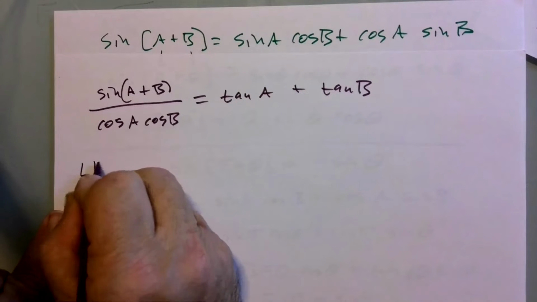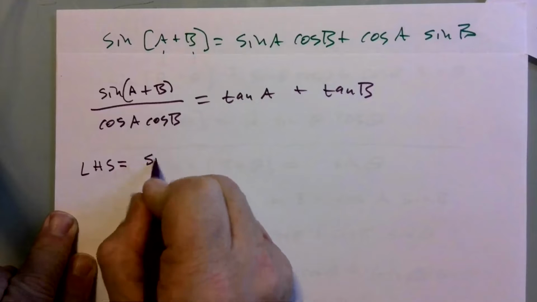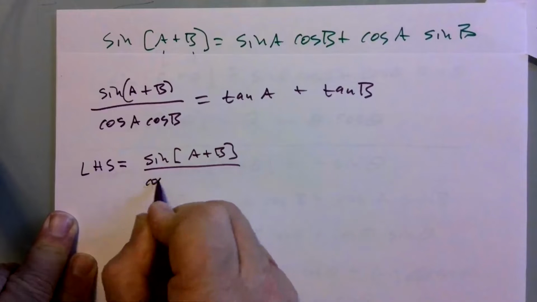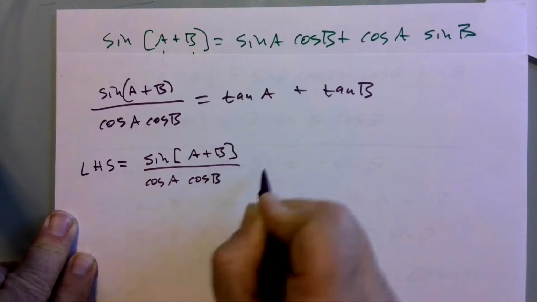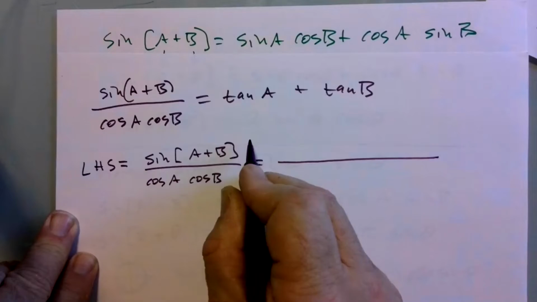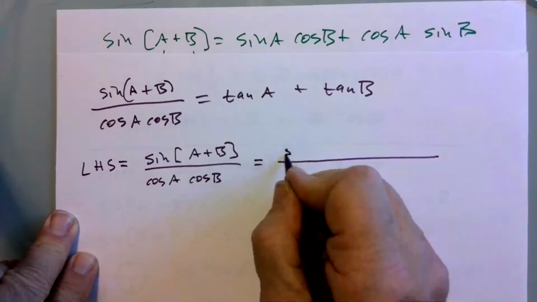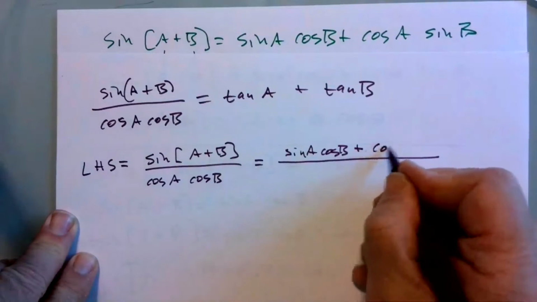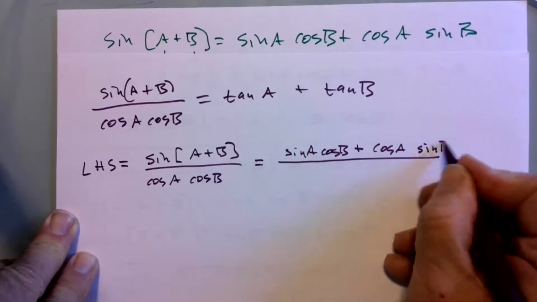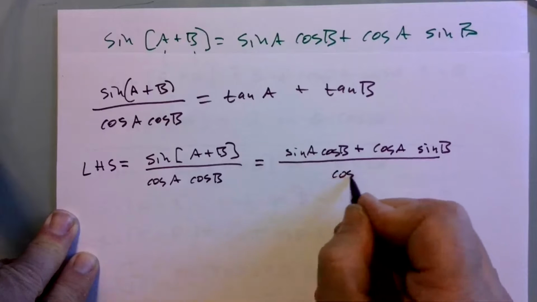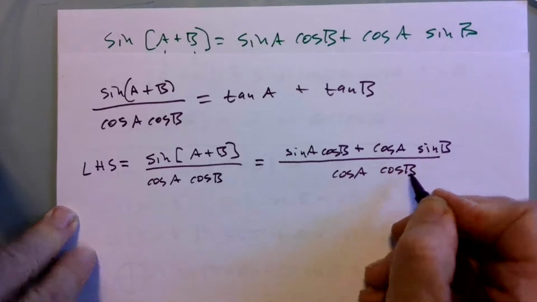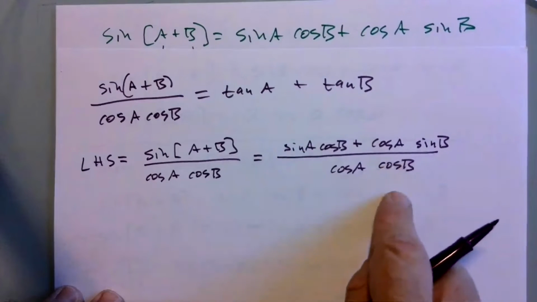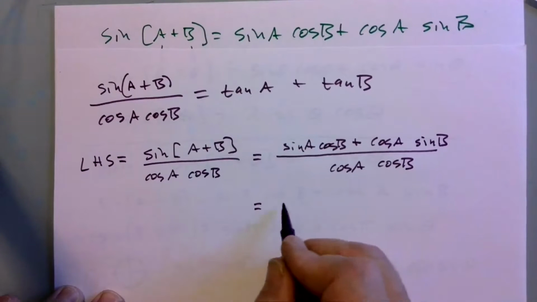So let's do it. The left-hand side is what I have here: sine A plus B over cos A cos B. What is sine A plus B? I have my rule up there: sine A cos B plus cos A sine B, divided by cos A cos B. What you have to recognize here is that I have a common denominator, so I could break it up into two fractions, each over cos A cos B.